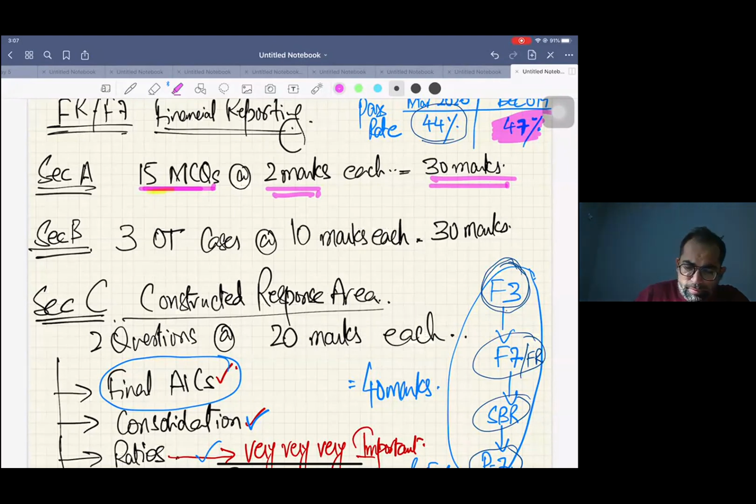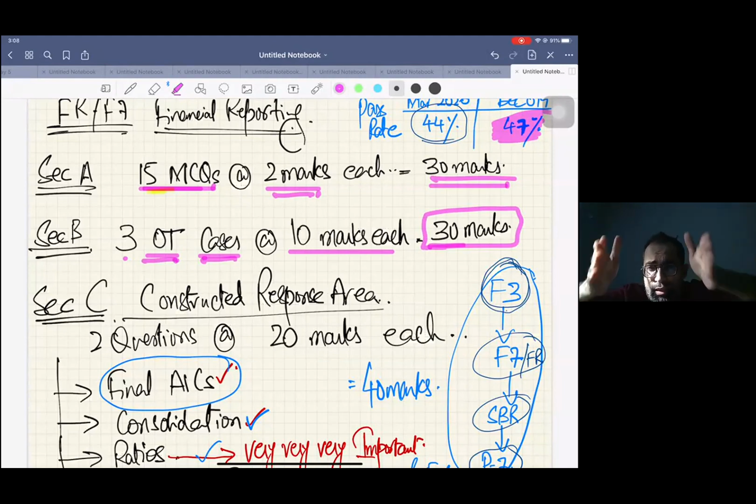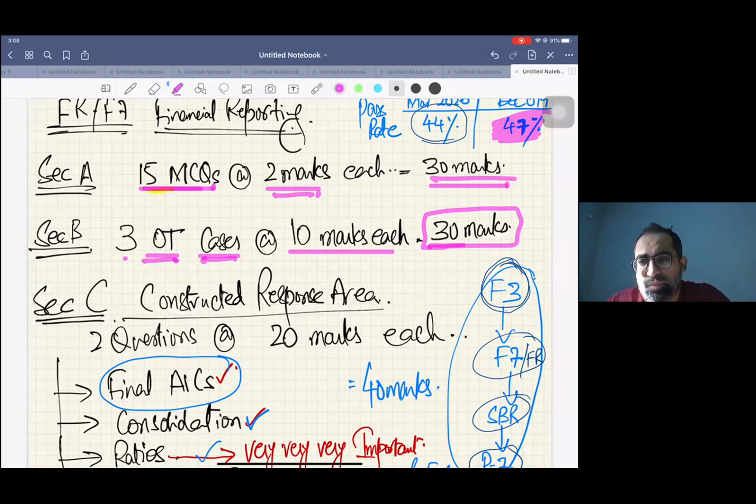Okay, now second area is section B. In section B, you will have 3 OT cases, objective test questions, 10 marks each, that is 30 marks. Now, hope you remember the OT cases, like in F3 paper, last 30 marks. Just think over it. OT case is like a scenario based question with 5 MCQs. Each OT case is a case with 5 MCQs or 5 boxes, right?